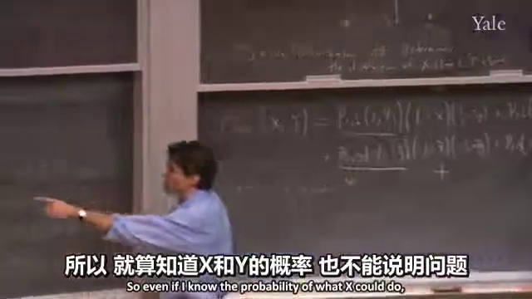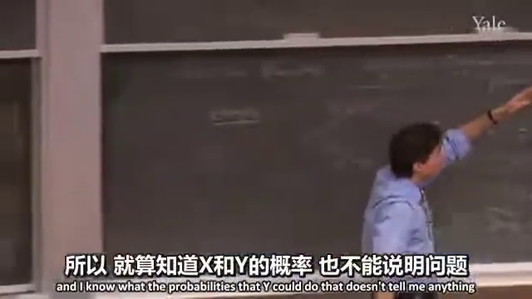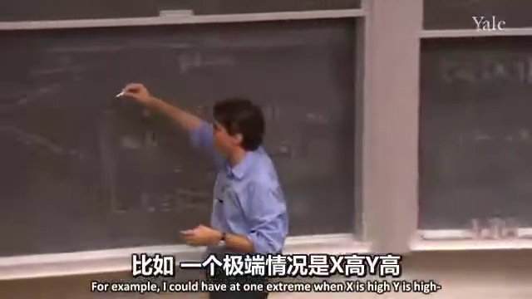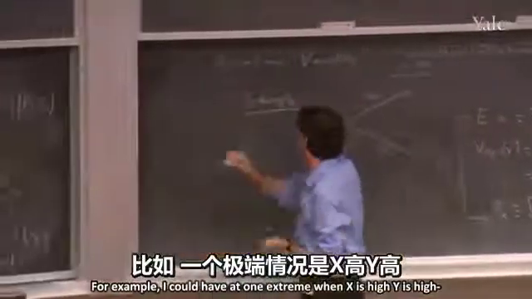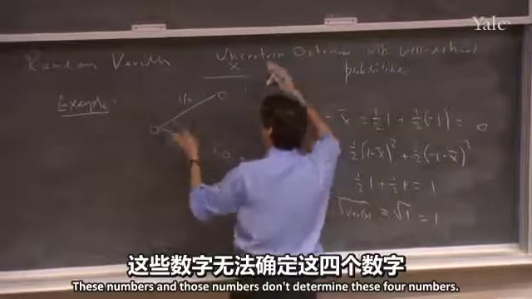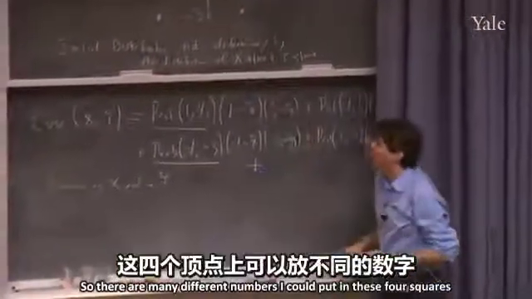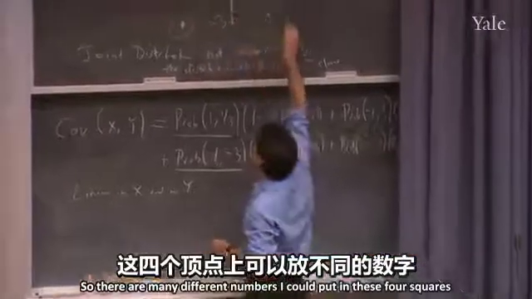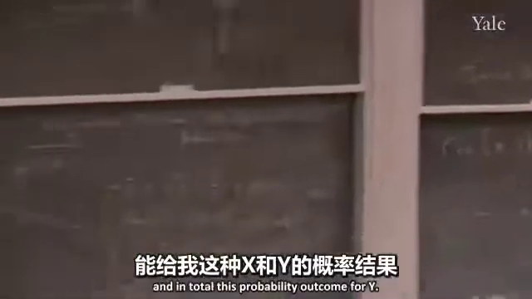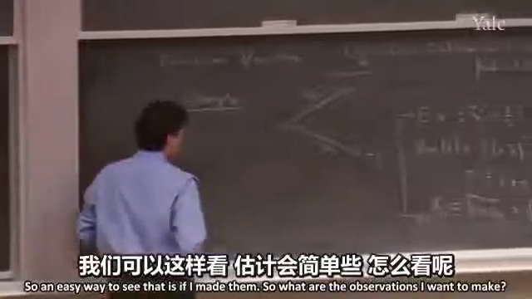Okay, so even if I know the probability of what x could do, and I know what the probabilities that y could do, that doesn't tell me anything about what numbers I should put on these 4 outcomes. For example, I could have at one extreme x, when x is high, y is high. It can't be exactly that because the probabilities are different. So, these numbers and those numbers don't determine these 4 numbers. Okay, so there are many different numbers I could put in these 4 squares, which would give me, in total, this probability outcome for x, and in total, this probability outcome for y. So an easy way to see that is if I made them, okay?